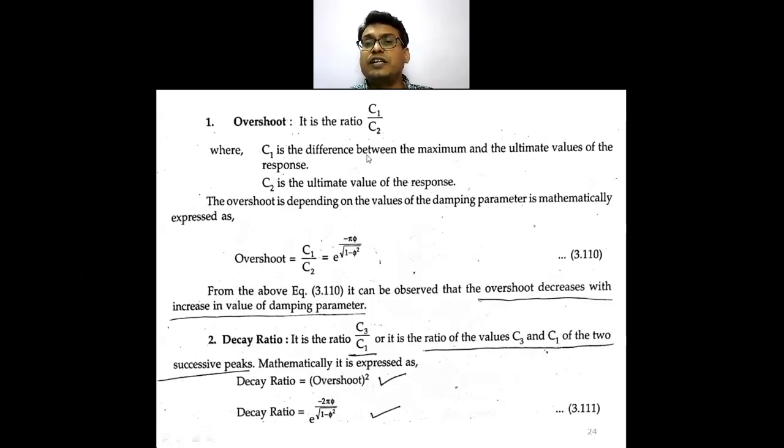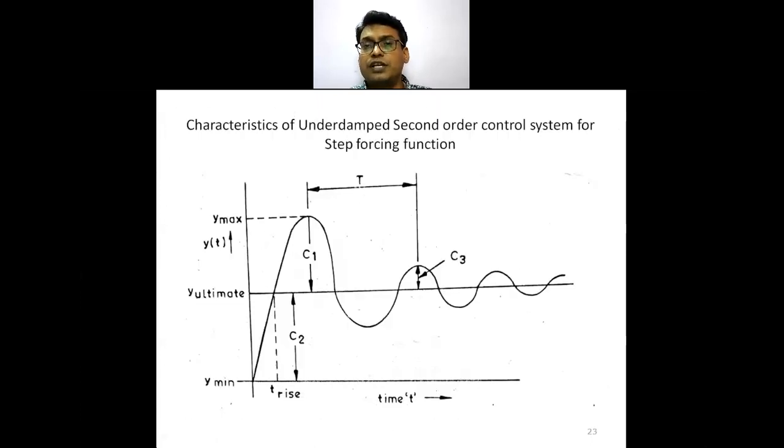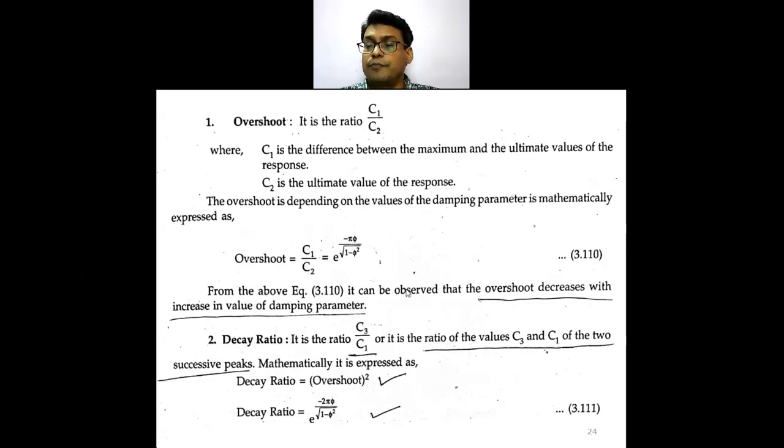That is, C1 is the difference between the maximum and the ultimate values of the response. C1 is the maximum difference between the ultimate value and the y maximum, and C2 is the response between the y ultimate and the y minimum values. So the overshoot, which depends on the damping parameter, is represented as C1 upon C2, which is equal to e raised to minus pi phi upon root of 1 minus phi square. This is called the overshoot.